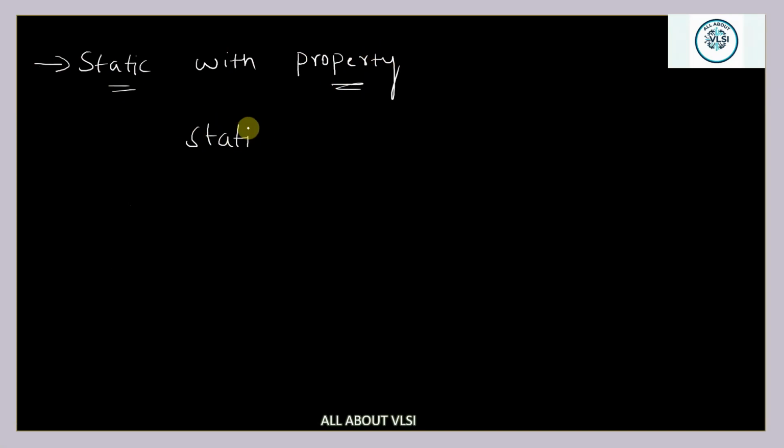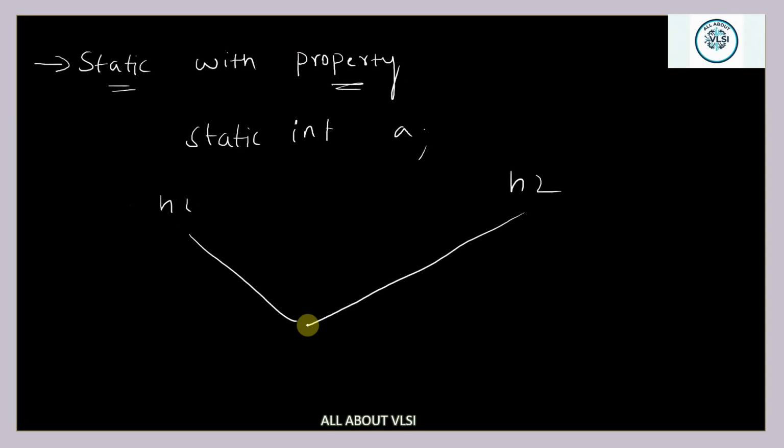If you are going to use a static keyword with your property, let's say static int a, then this property will be shared between two different handles. The two handles will be pointing towards the same property. So if you increment this value, the property will be updated to 1. And if you call the function using the second handle, the property will be updated to 2. That is what happens if you use the static keyword.